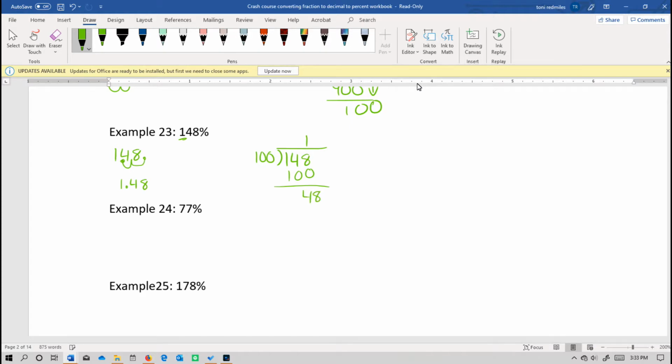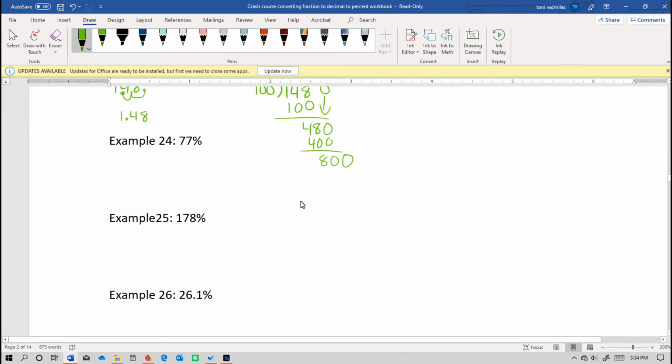100 cannot, out of digits, so I got to put that decimal and a 0. Drop down my 0. 100 can go into 480 4 times with a remainder of 80. Drop down another 0. 100 can go into 800 8 times, and my answer is 1.48. So both ways will give you the answer. So I'm going to do it for the sake of time. I'm going to just keep flipping back and forth, but I'm not going to keep doing it both ways.